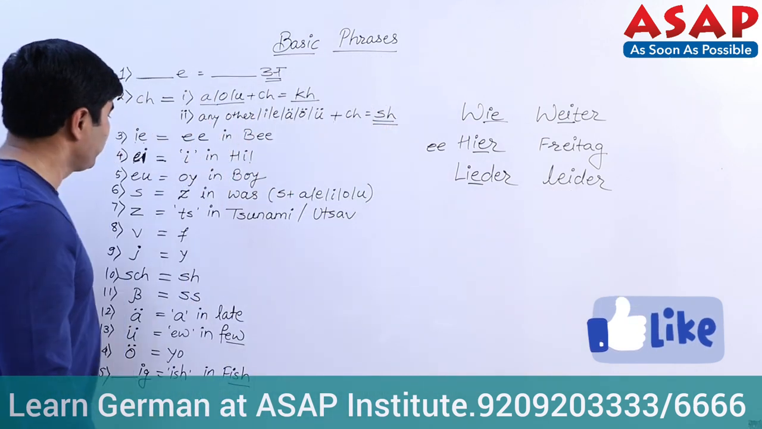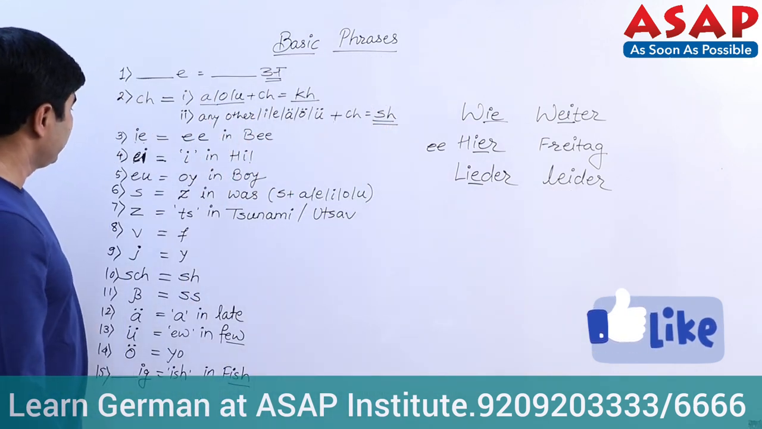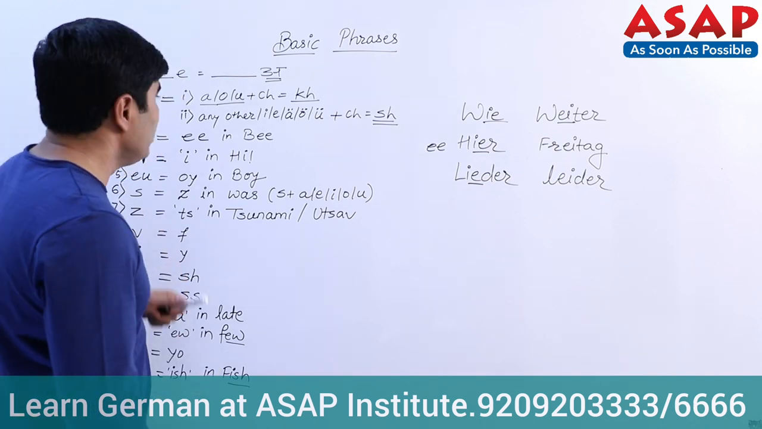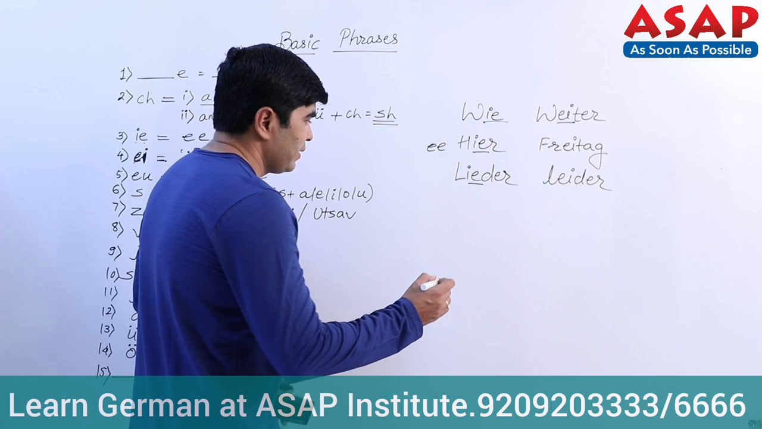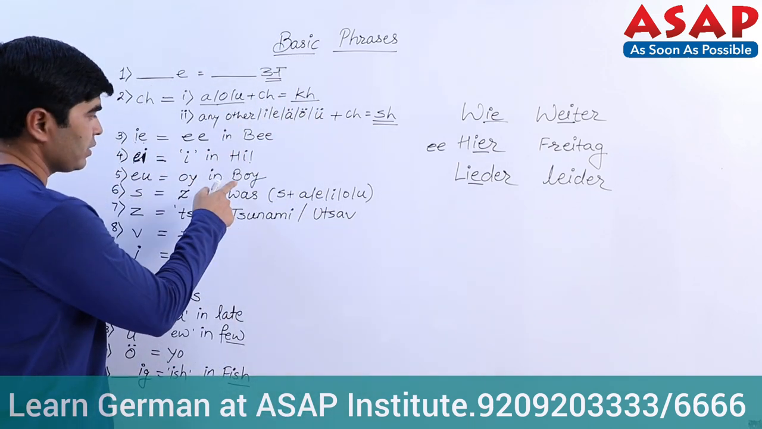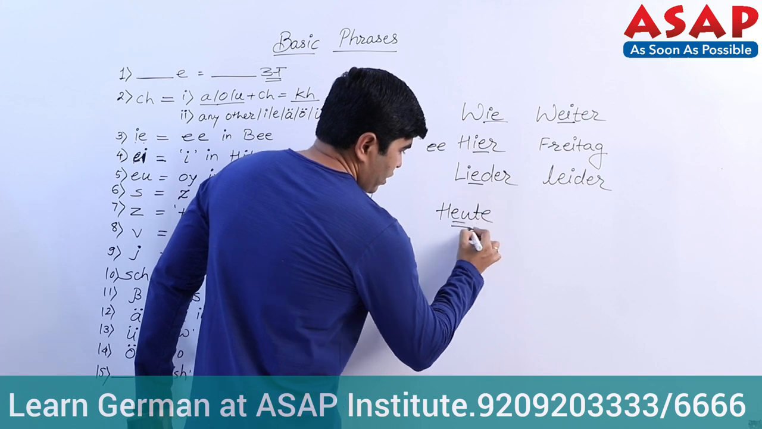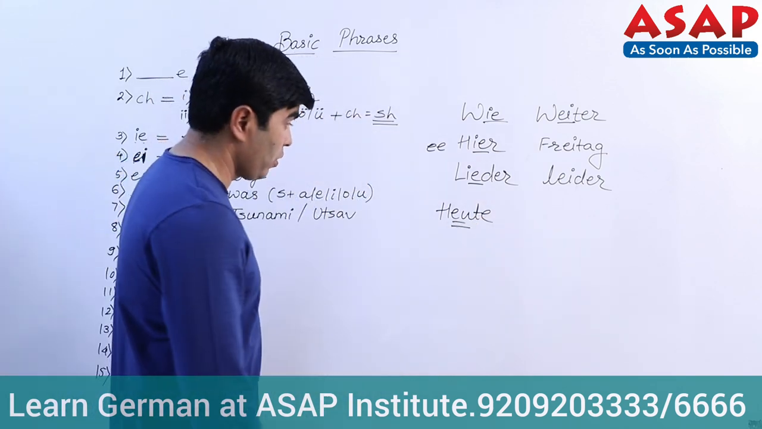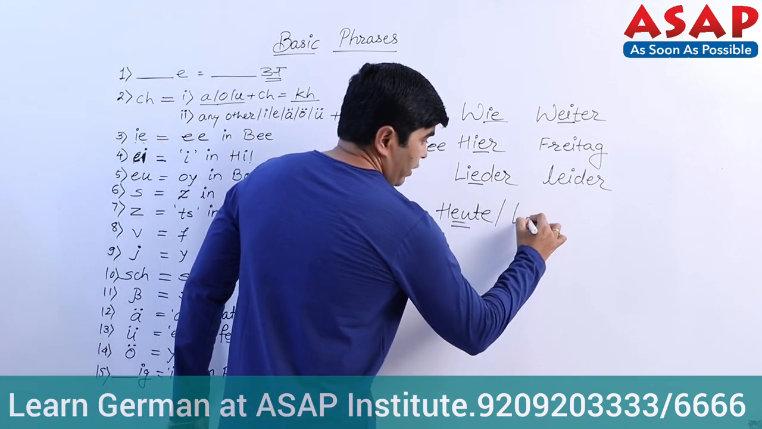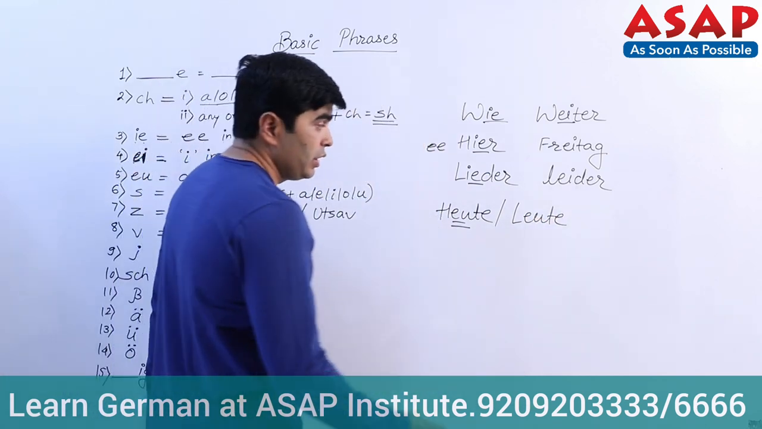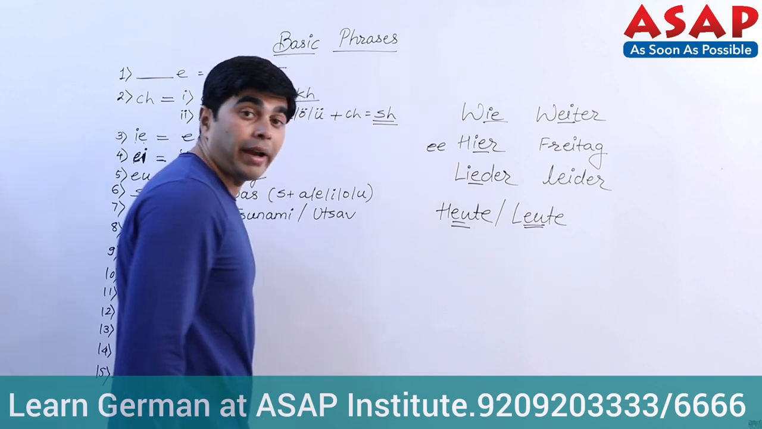Okay, so let's go to the next one, that is EU. How do you pronounce EU? That's quite simple. EU is pronounced as OI, just like in boy. For example, heute. So it is the OI sound, heute. Another word is loiter. EU is pronounced as oi, loi, hoi.